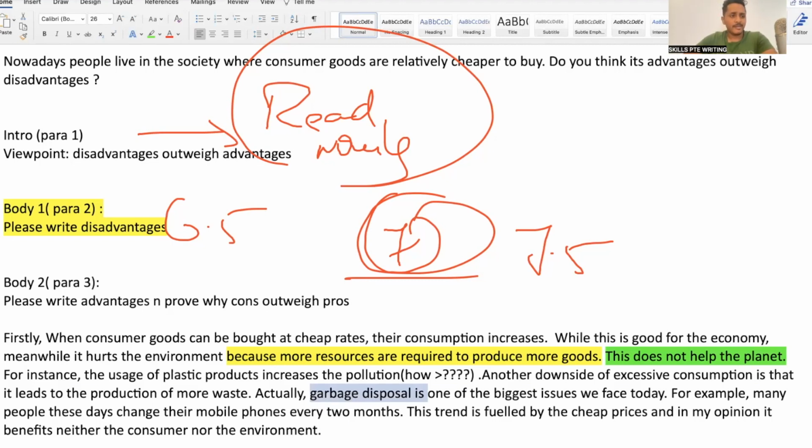All right, fine, guys. So, any other doubts you have, let me know. So, these are the real complexities of essay writing.